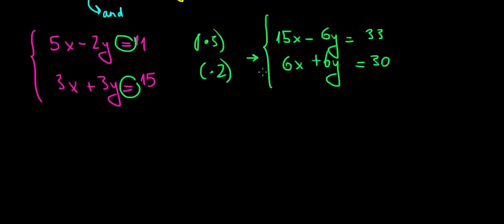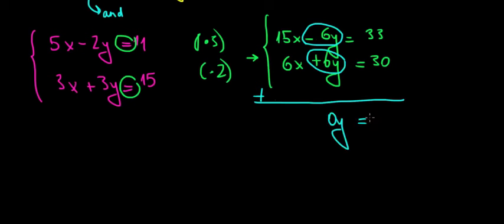Now, why did we do it? Remember, we want to eliminate. So we have minus 6y plus 6y. If we add them up, they will cancel out. So minus 6y plus 6y is just 0y. We cancel it out. Let's solve for the rest.